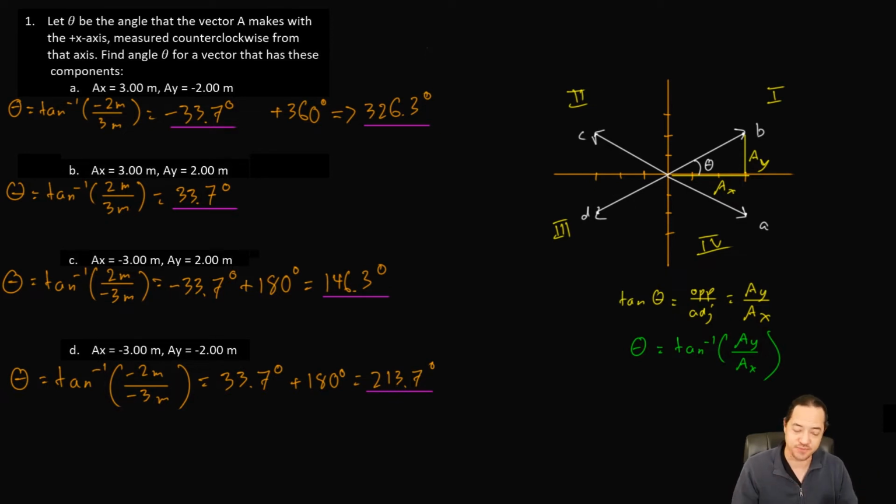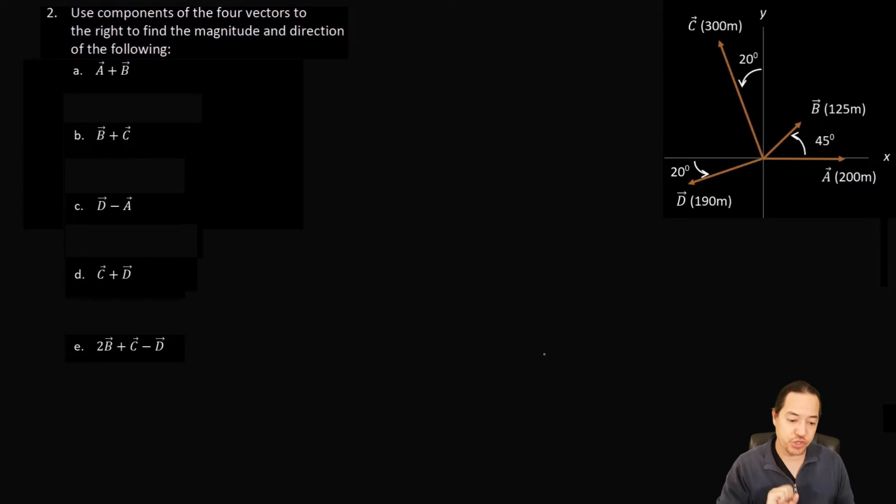Let's look at question 2. For question 2 now, we have a little graphic showing these 4 vectors, A, B, C, and D. And we want to use components of the 4 vectors to find the magnitude and direction of these vector sums. If you recall, we used these same 4 vectors for our exercises in our previous lesson, so this should look familiar to you.